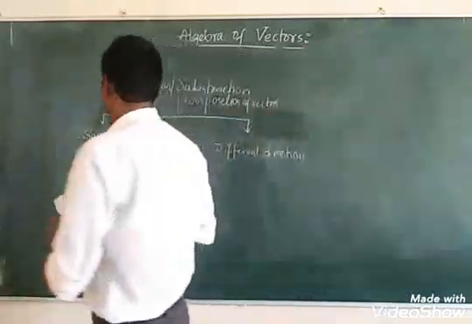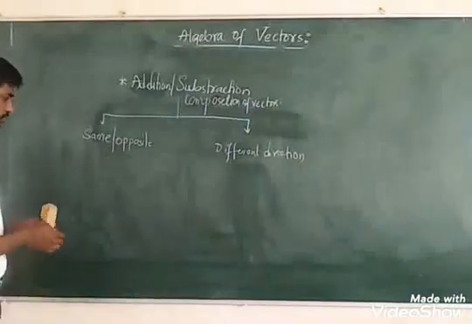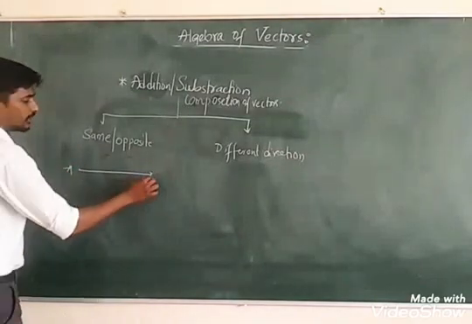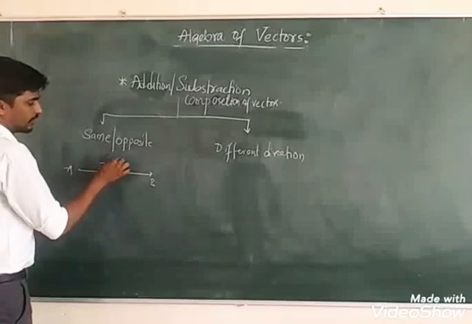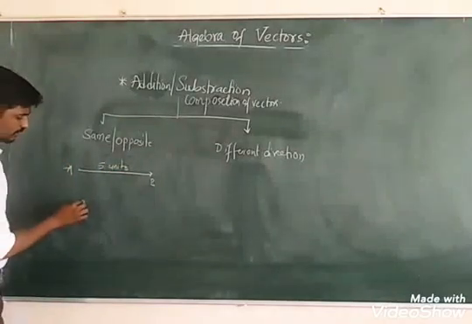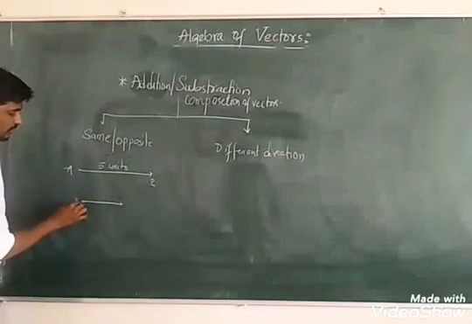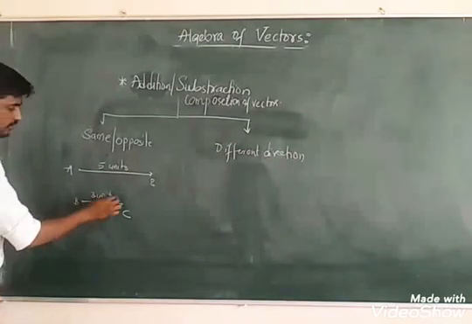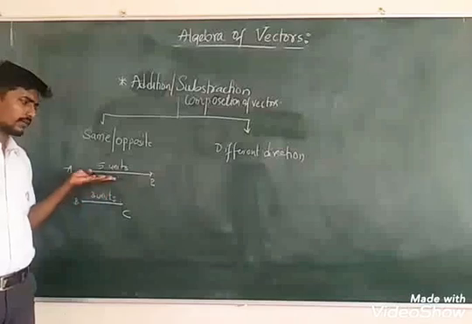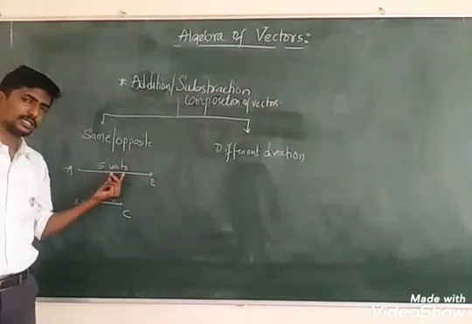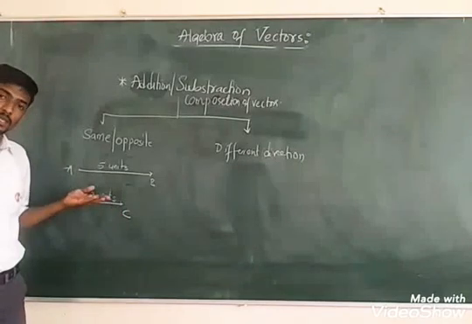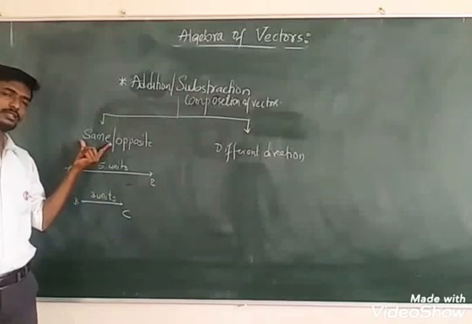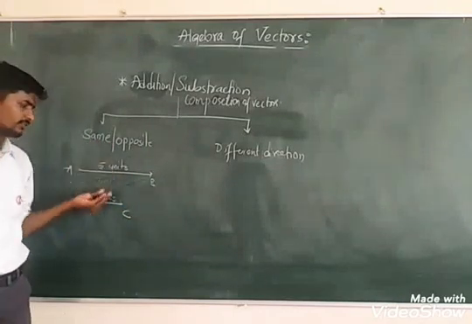Now I will provide an example for the same or opposite direction. Suppose a vector, for example, this is vector AB of 5 units, and another vector BC of 3 units. So AB vector is traveling in this direction which has a magnitude of 5 units, and BC vector is another vector which is also traveling in the direction of AB. So what is the case? The vectors are traveling in the same direction and having different magnitudes.